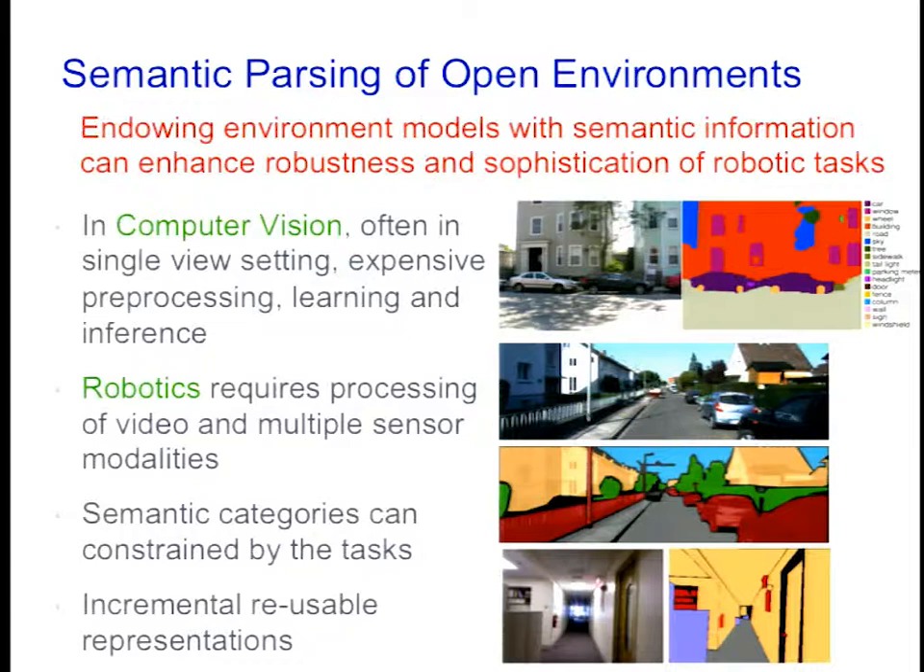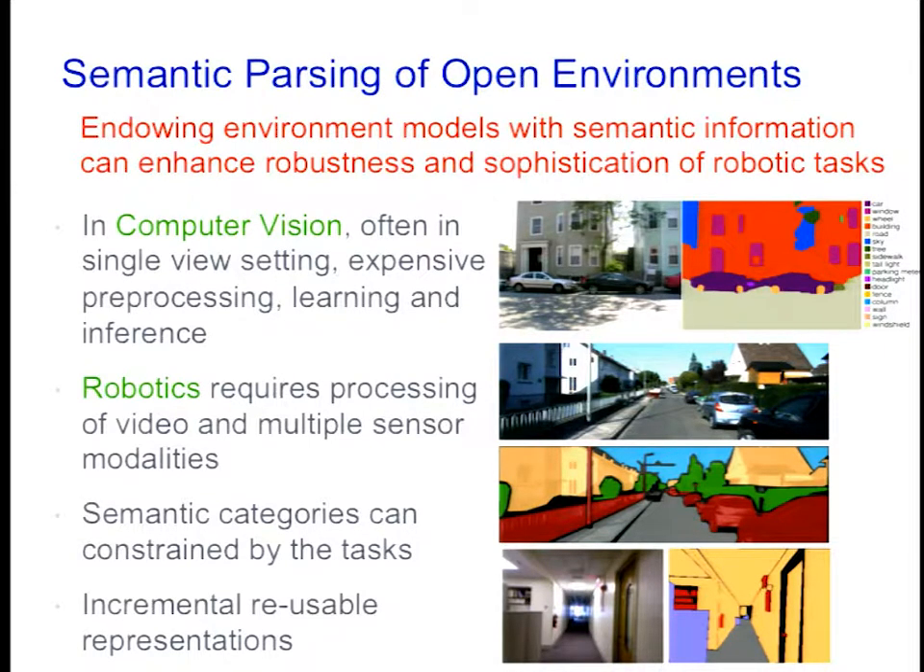I think there's no doubt that endowing models with some semantic information can enable us both to develop more robust systems and to accomplish more sophisticated tasks. Now, this problem has been considered extensively in the computer vision community, and there the approach is typically focused on the single view setting, using various machine learning techniques and pre-processing techniques, which are often computationally expensive.